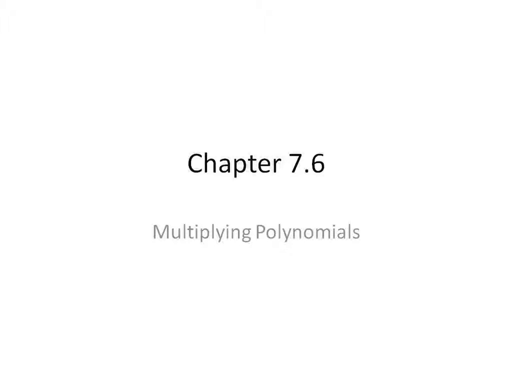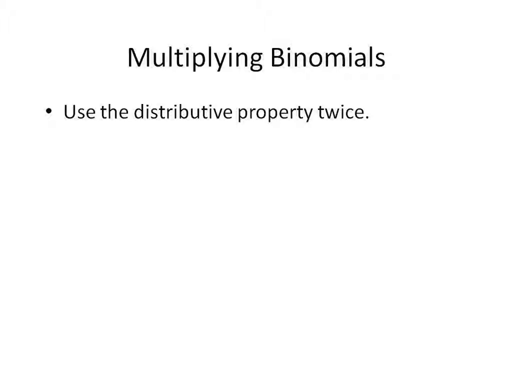Hello and welcome to Algebra 1, Chapter 7.6, and today we're discussing multiplying polynomials. In the last video we multiplied a polynomial by just a monomial, and so today we're going to expand that into multiplying a binomial times a binomial. To do that, we're going to need to use the distributive property twice.